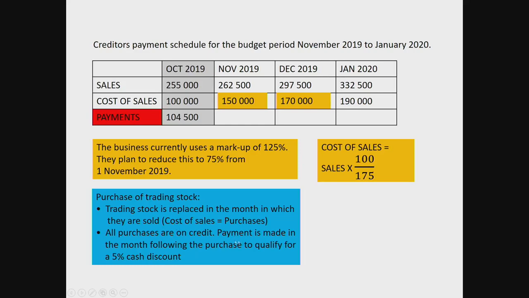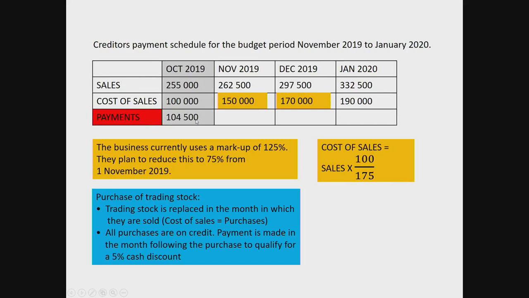Then it says that payment is made in the month following the purchase. In other words, if I buy on credit in October, I will pay them in November. If I buy on credit in November, I will pay them in December. If I buy on credit in December, I will pay them in January. So that line is not gross profit, because we see sales, cost of sales, and we think that the next line is gross profit. It will be the payment to the creditors. Okay? That's payment to creditors.